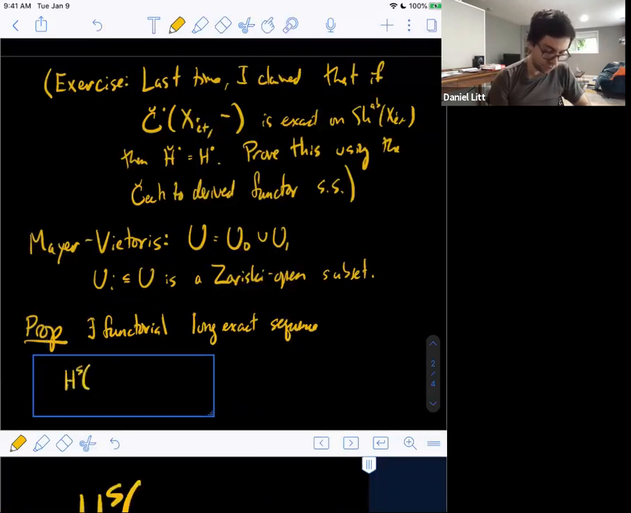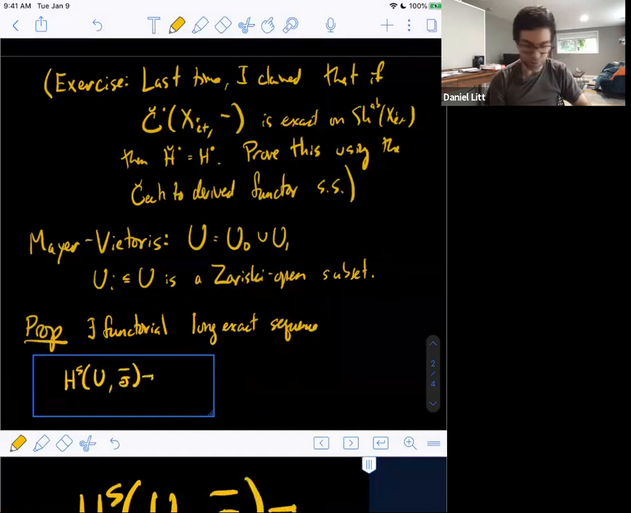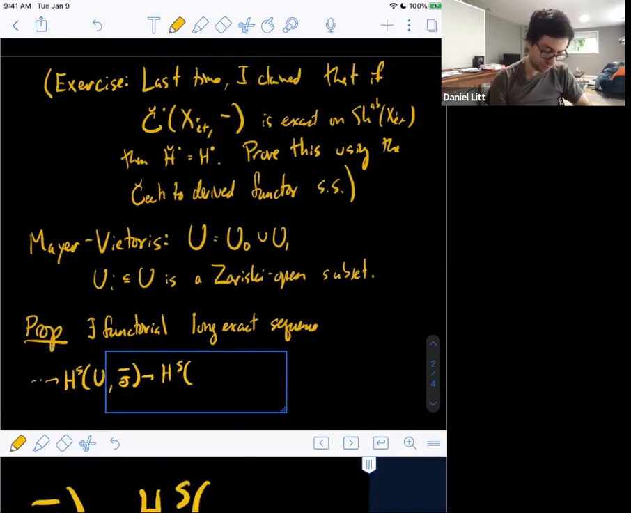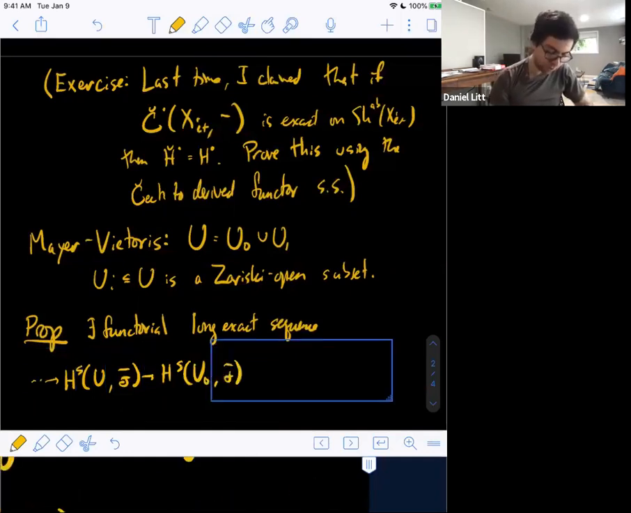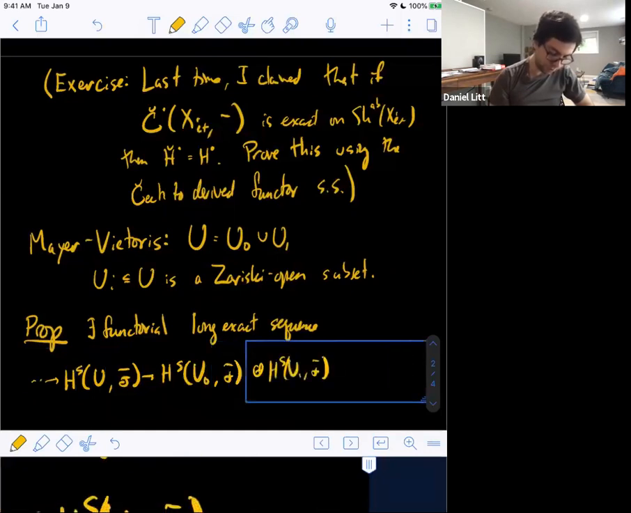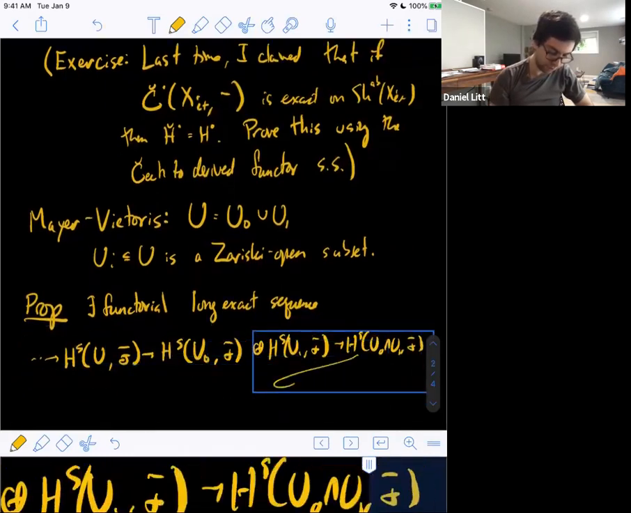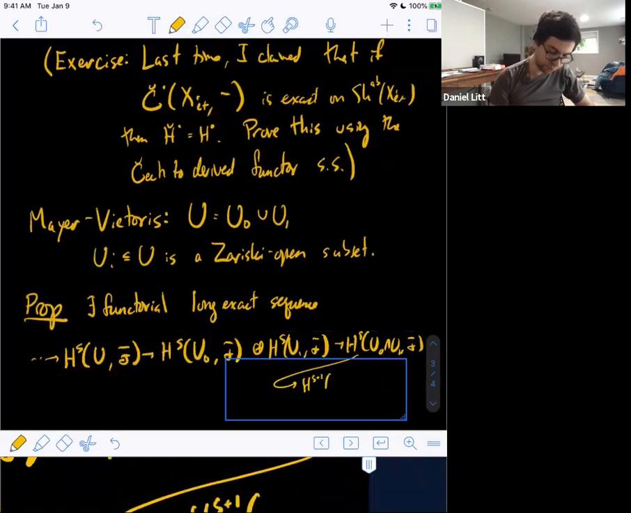So it goes H^s of U, F, to H^s of U0, F direct sum H^s of U1, F, and this maps to H^s of the intersection. And then the next term is H^(s+1) of U, F. And then you keep going.